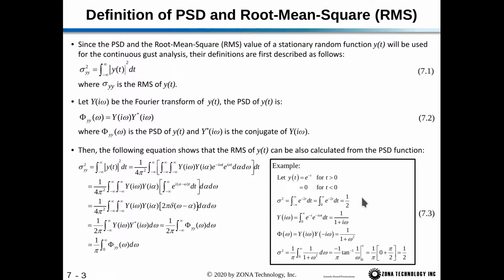And then here's an example where we let y of t equal e to the minus t for t greater than 0, and it's equal to 0 for t less than 0. So if we do the time integration, we come up with sigma squared is equal to 1/2. If we go through the PSD and work through the equation, we also reach 1/2. So this is just showing that you can calculate the result either through integration of the time domain function or through the Fourier transform of the function.